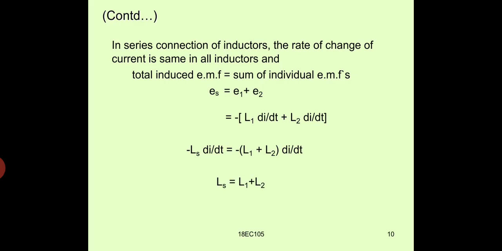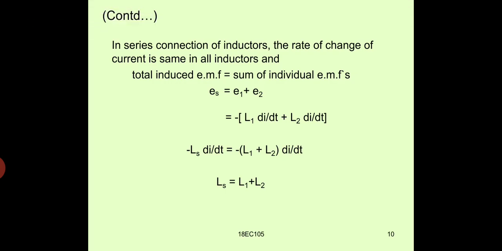So the series inductance, the total inductance of the circuit, will be equal to Ls, and that is equal to L1 plus L2. So it's like resistors. When two inductors are connected in series, the total inductance of the combination will be equal to Ls, and that is equal to L1 plus L2.